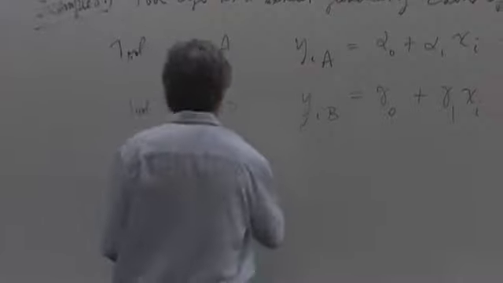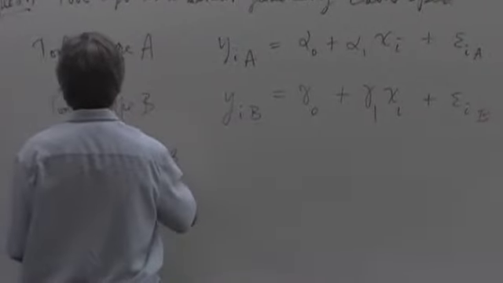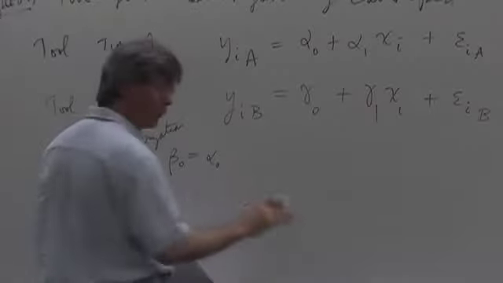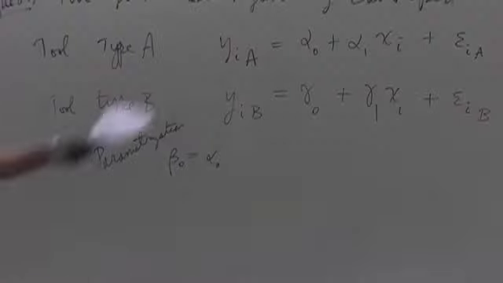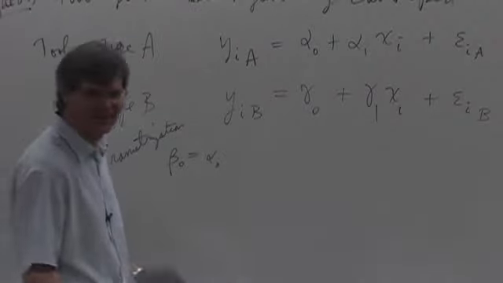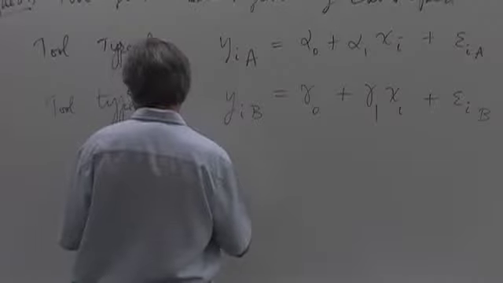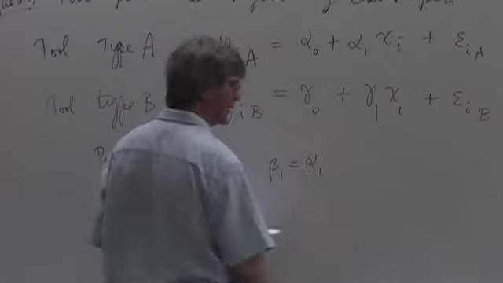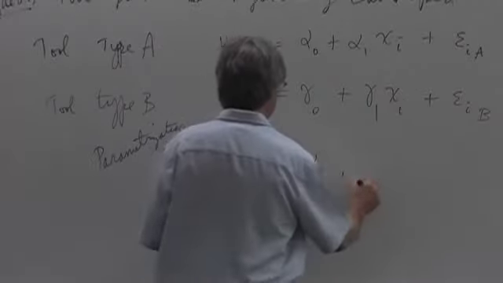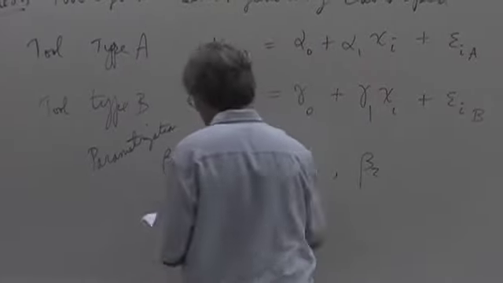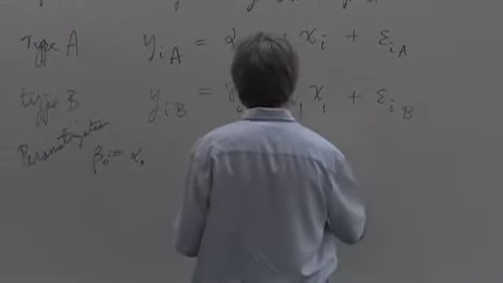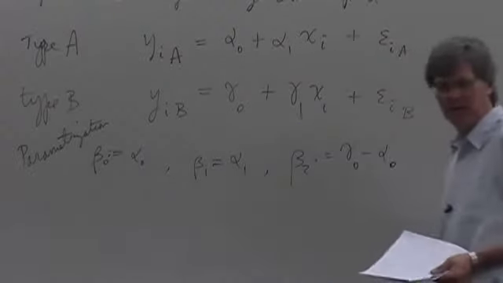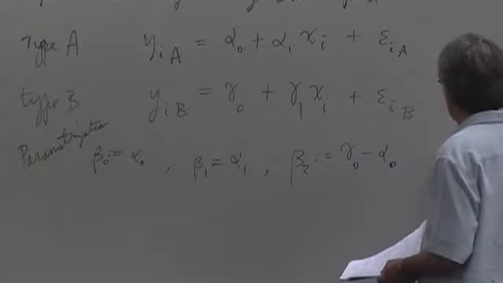What I'm going to do is take beta 0 equal to alpha 0. So I'm going to introduce 4 parameters, but they're not going to be the same as these. Otherwise, this is it. Okay. So I'm going to put beta 0 equal to alpha 0. I'm going to take beta 1 equal to alpha 1. Then I'm going to take beta 2 equal to gamma 0 minus alpha 0, the difference in the intercepts. And I'm going to take beta 3, the difference in the slopes.